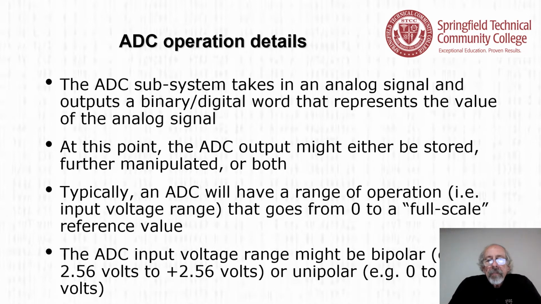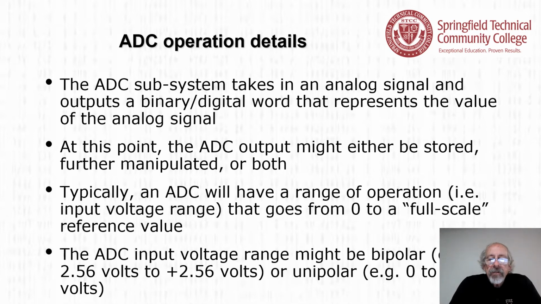What about the detailed operations of an ADC? Well, the ADC subsystem takes in an analog signal and outputs a binary digital word that represents the value of the analog signal. At this point, the ADC output might be either stored, further manipulated, or both. Typically, an ADC will have a range of operation, that is, an input voltage range that goes from, say, 0 to a full-scale reference value.